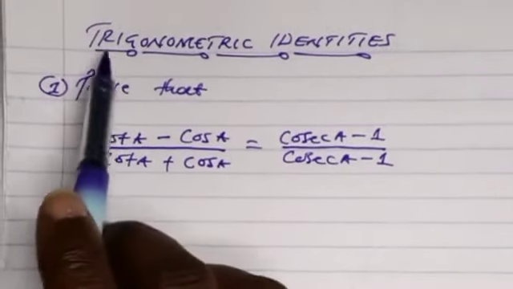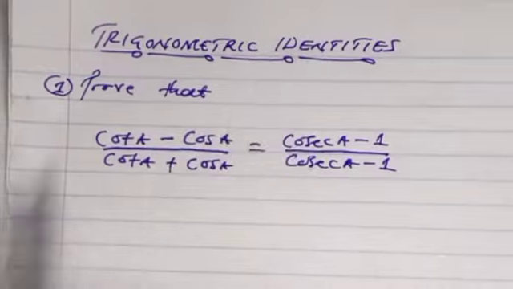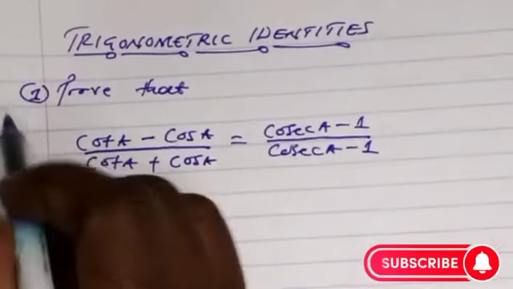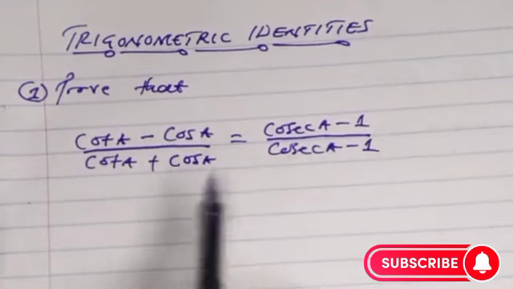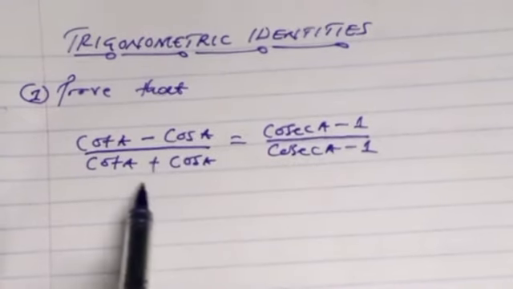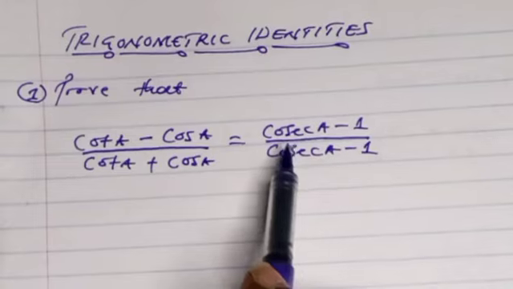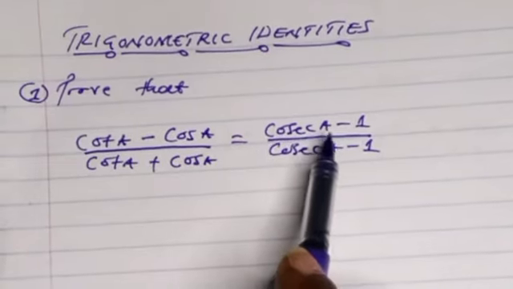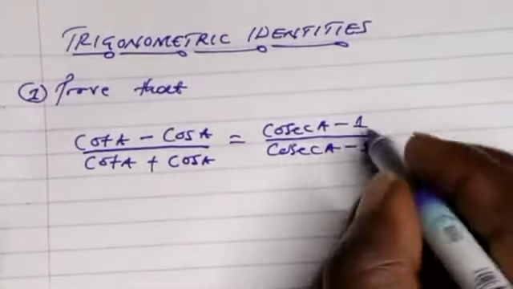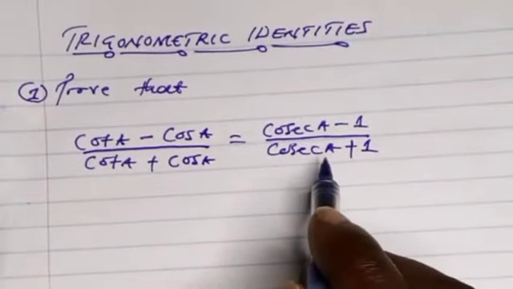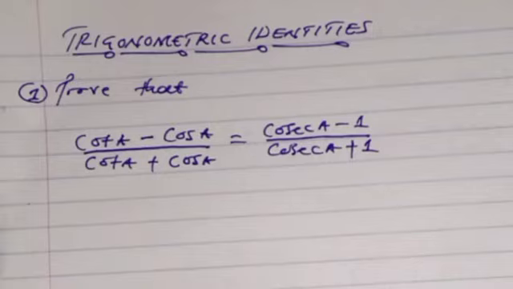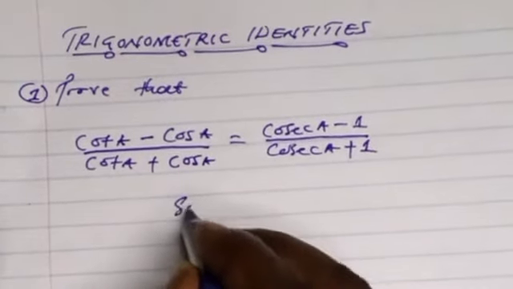Today's lesson we are looking at trigonometric identities. In this question we are told to prove that (cot A minus cos A) over (cot A plus cos A) is equal to (cosec A minus 1) divided by (cosec A plus 1). So now let's get started.